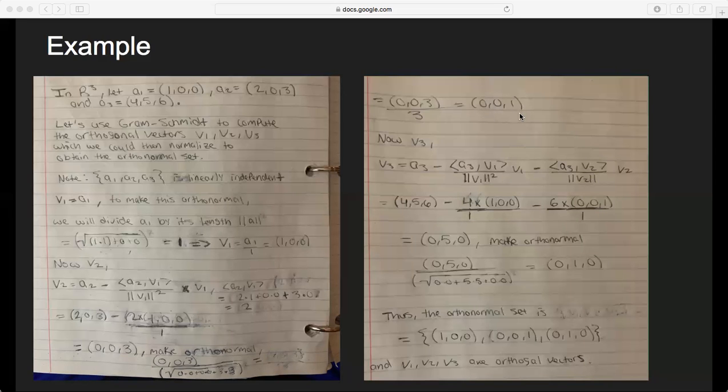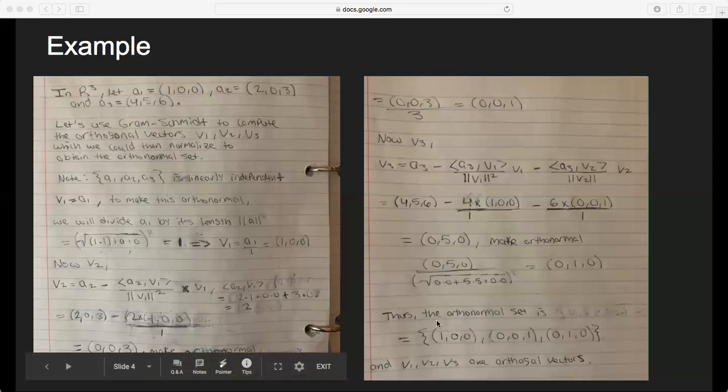If we take the length, it is going to be 1. And that gives us (0,5,0). So this is the orthogonal vector here. Then we make it orthonormal by dividing by the length again to give us (0,1,0). And so the orthonormal set is equal to (1,0,0), (0,0,1), and (0,1,0). And this holds true to the definition for an orthonormal set. And that is that. Thank you.